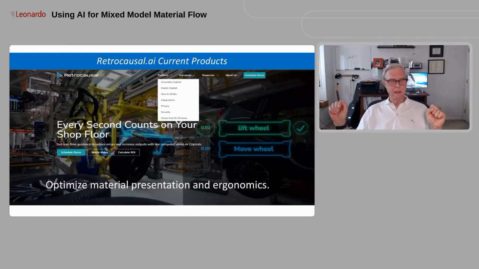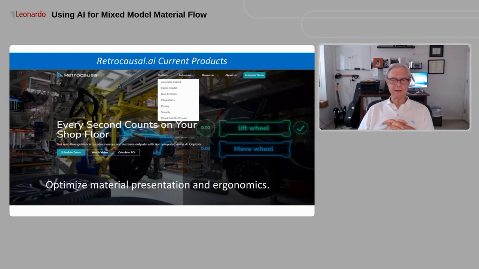Okay. I want to mention too, in terms of things that are happening today, this is a little bit available today, but a little bit different than just native capabilities of ChatGPT. There's a company that we're having discussions with called Retrocausal AI. I invite you to look up their website as well, Retrocausal AI. And they have a couple products. One's called Assembly Copilot. The other's called Kaizen Copilot. And it's pretty much focused on a workstation at this point.